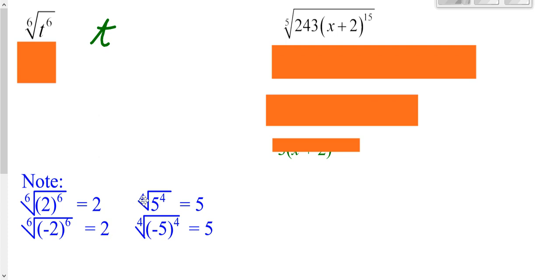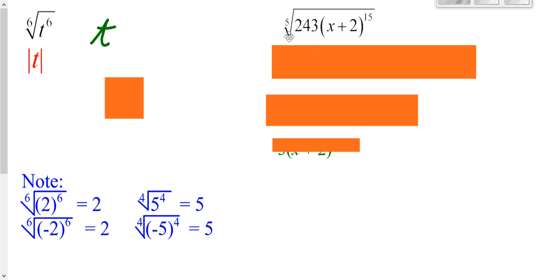Over here, the 4th root of 5 to the 4th is 5. Or the 4th root of a negative 5 to the 4th is also positive 5, because if you work this bottom one out, a negative 5 multiplied by itself 4 times would be positive, and then you can do the 4th root of a positive number. So in other words, with an even root, you're always going to be getting out a positive. So to ensure that we're getting out a positive, we have to use absolute value.